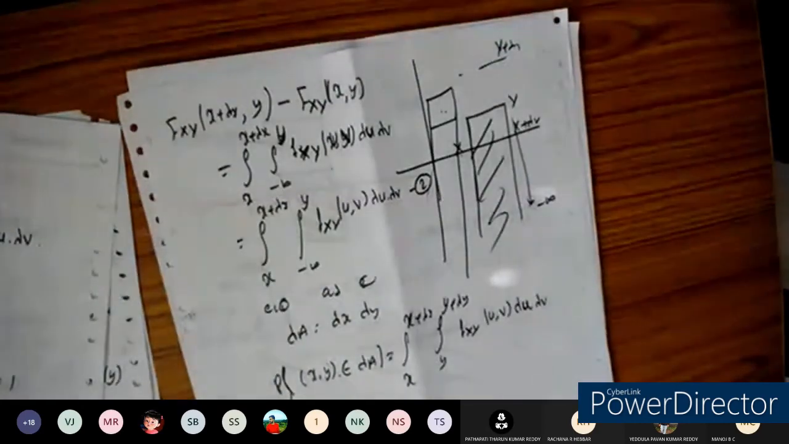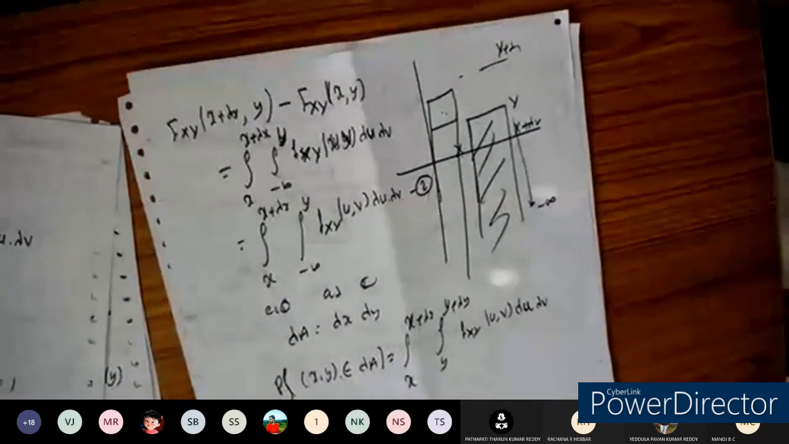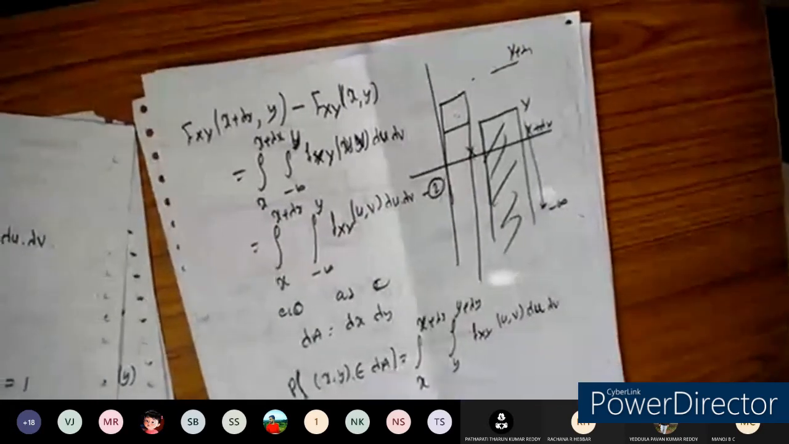Like this we can obtain it. This is for the small portion of the area.